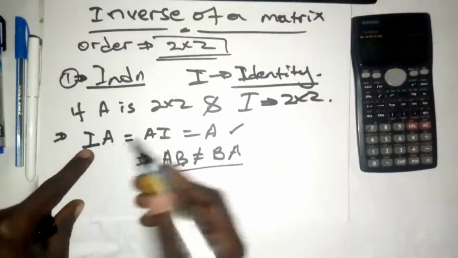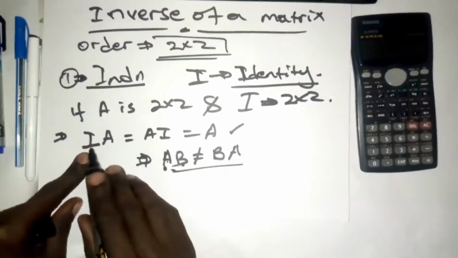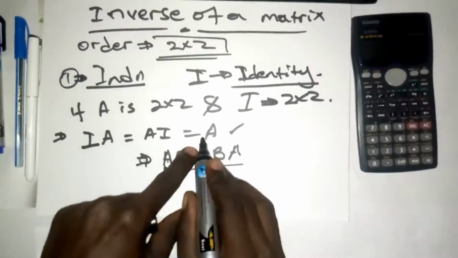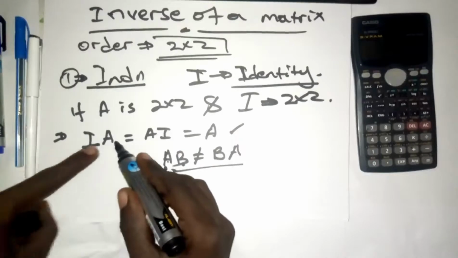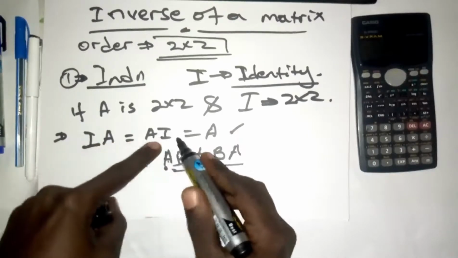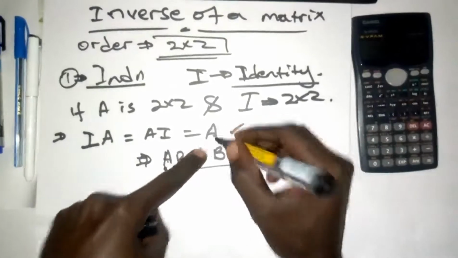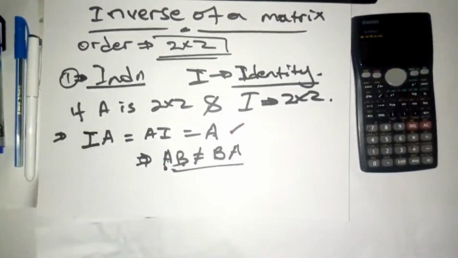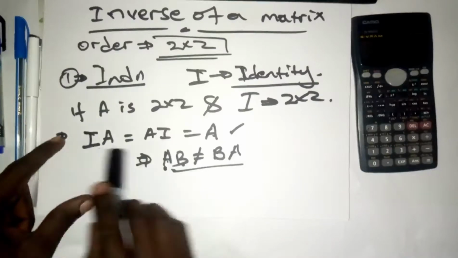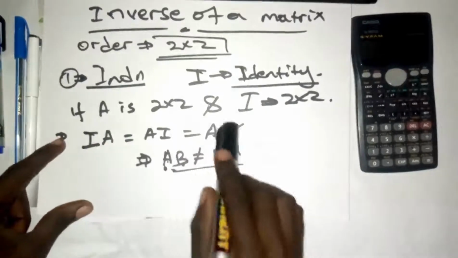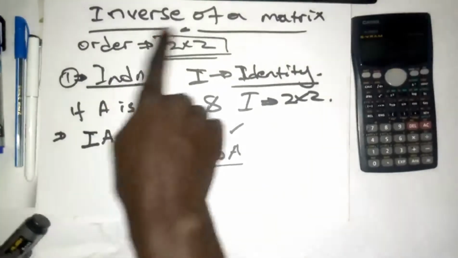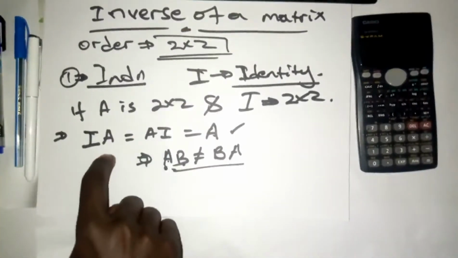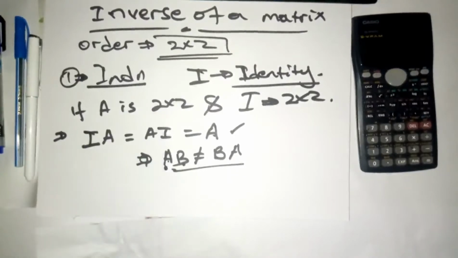But so long as one of the matrices is an identity matrix, then this becomes true, meaning that A multiplied by I is the same as I multiplied by A. Since I is an identity matrix, this will still remain the same matrix. It's like having a 1 multiplied by A, or A multiplied by 1. It's the same thing. Still, it will give you A. So that is the identity matrix. That is what we want to base on. We want to base on this statement to look at the inverse of a matrix.